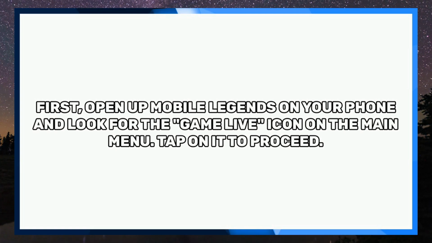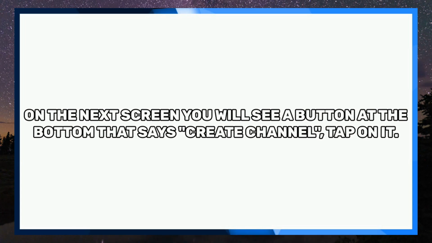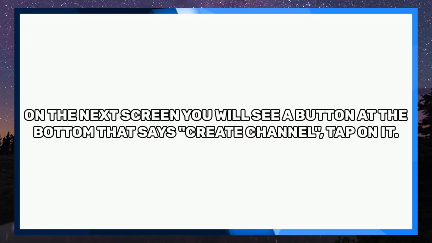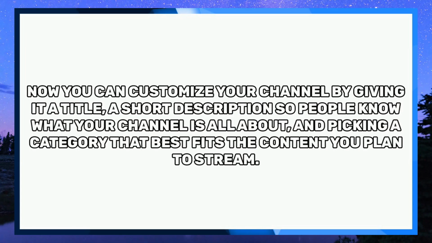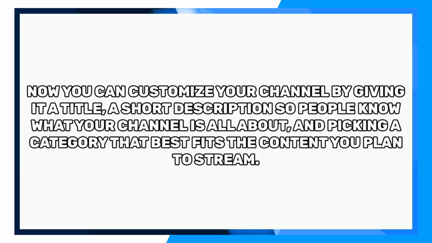On the next screen, you will see a button at the bottom that says Create Channel. Tap on it. Now you can customize your channel by giving it a title, a short description, so people know what your channel is all about, and picking a category that best fits the content you plan to stream.